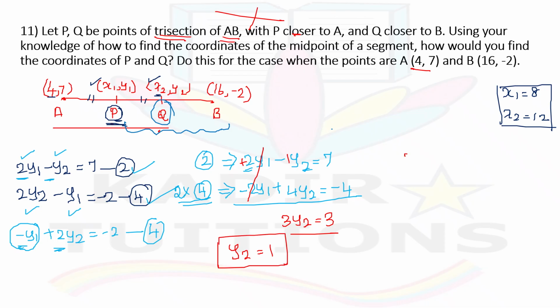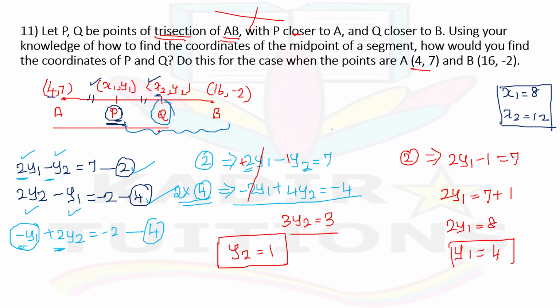So take the equation 2. In the equation 2, I'm going to substitute the y2 value. So 2y1 minus, instead of y2, I'm going to substitute 1, which is equal to 7, 2y1 equal to 7 plus 1. So 2y1 equal to 8, y1 equal to 4.